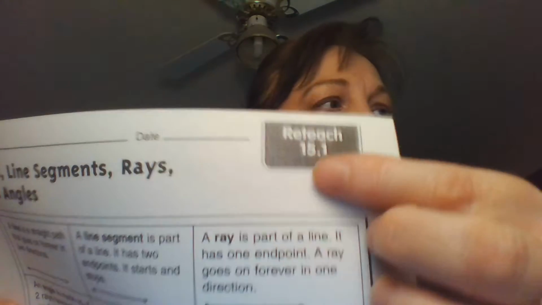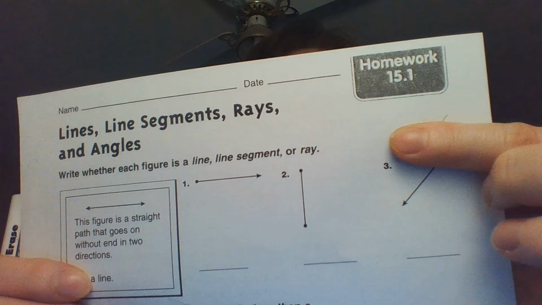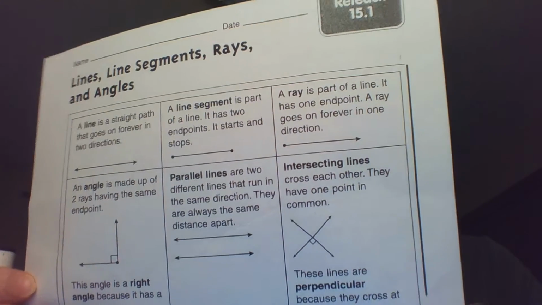You should have a page that says Reteach 15.1 on one side and Homework 15.1 on the other side. On the reteach side, it has all these definitions at the top that were in the video for you to go back and look at if you need to. All of this is also in the back of your Simple Solutions book. If you look at that, it might help you as well. It tells you what a line segment, a ray, an angle, parallel lines, and intersecting lines are. And so you are going to practice identifying and writing things down.